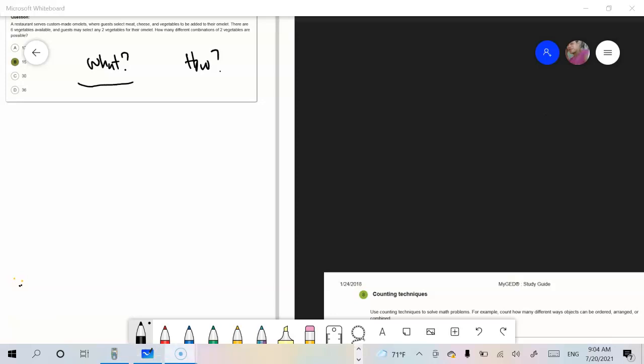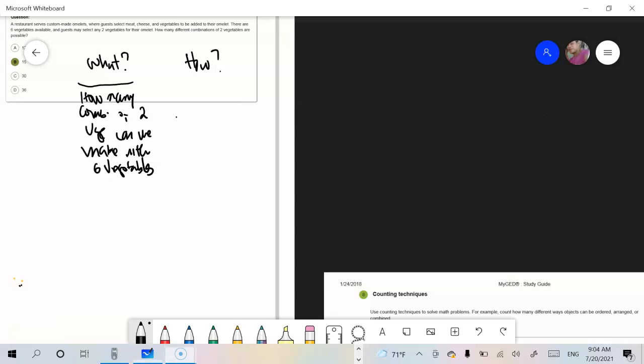We want to know how many combinations of 2 vegetables can we make with 6 vegetables total, okay? How are we going to do that? Well, there is a formula to combine things in mathematics, and I'm going to write the formula here.